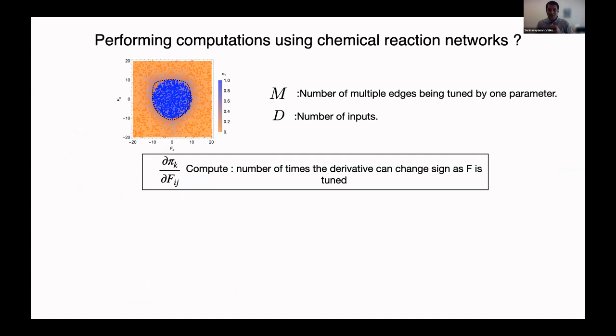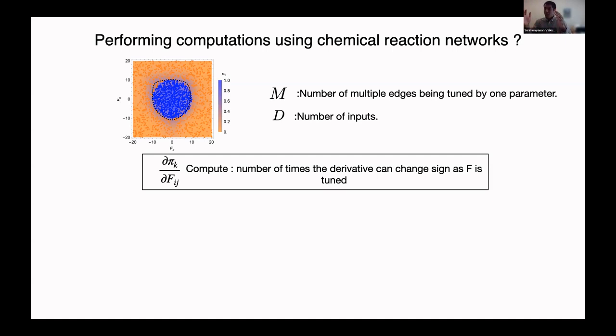So let's try to ask if we can understand what's happening here, and how we can get to some picture of how tuning the number of edges that are being tuned by one parameter can give us more flexibility. So let's say I set M to be the number of edges that are being tuned by one parameter, and D is the number of inputs. What I can do as a very simple metric is compute, for example, the number of times the derivative, this partial derivative, can change sign as the Fij is tuned.